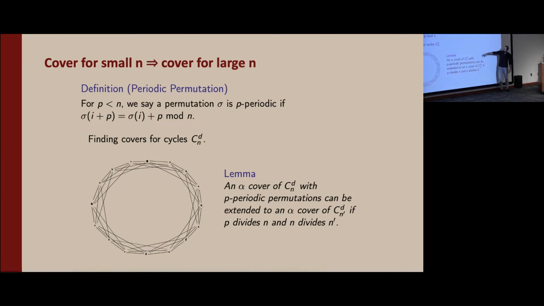So essentially, it says if you have an alpha cover of this C_d^n with a p-periodic permutation, as long as p divides n and n divides n prime, you can go from C_d^n to C_d^n prime.